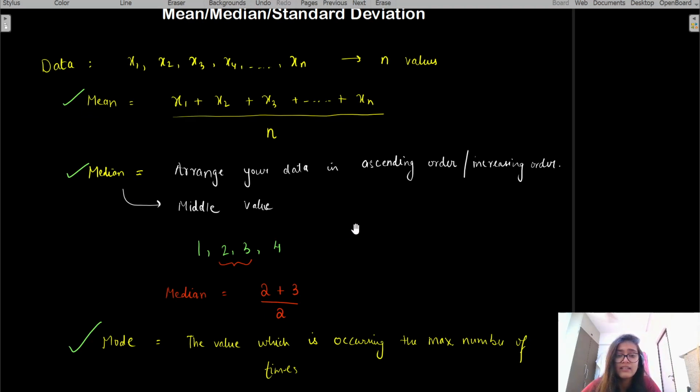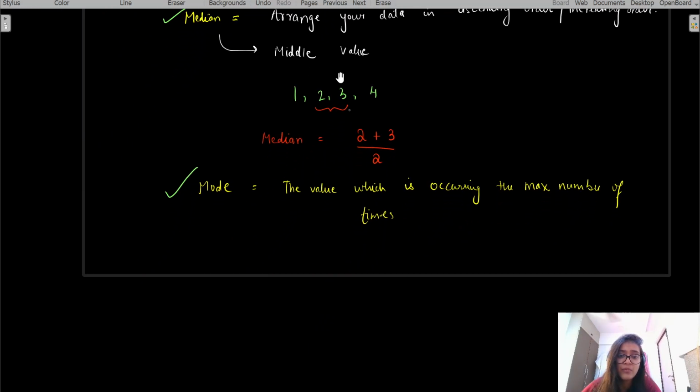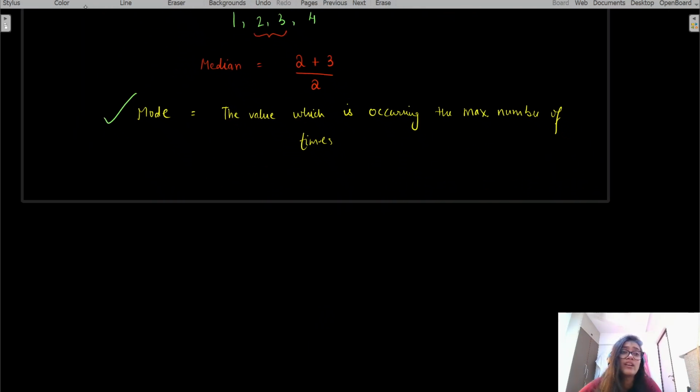Now finally, standard deviation. Standard deviation represents the spread in your data, that is, how much your data is spread apart. In order to find your standard deviation, it is nothing but the square root of variance.